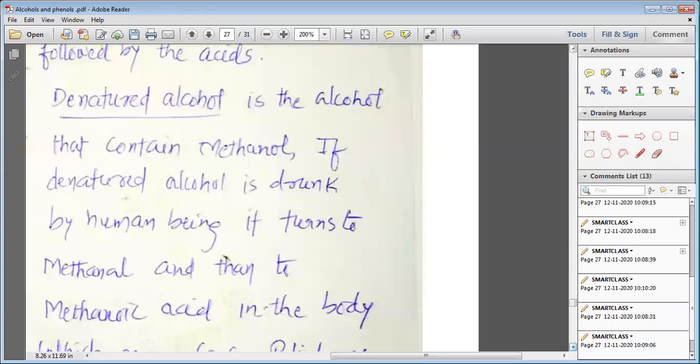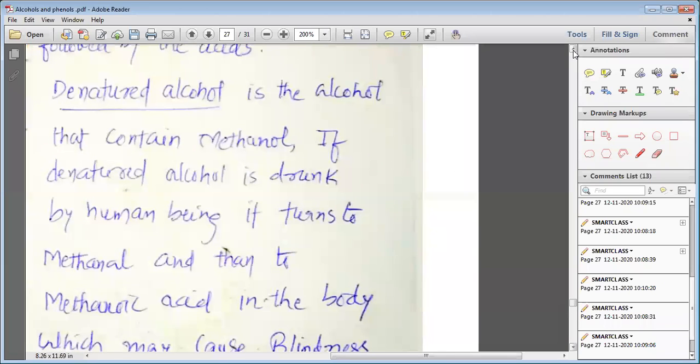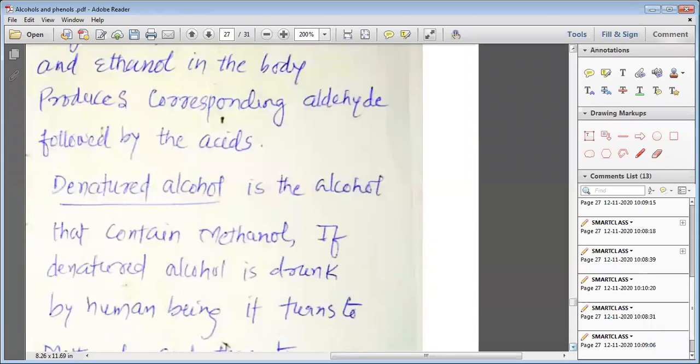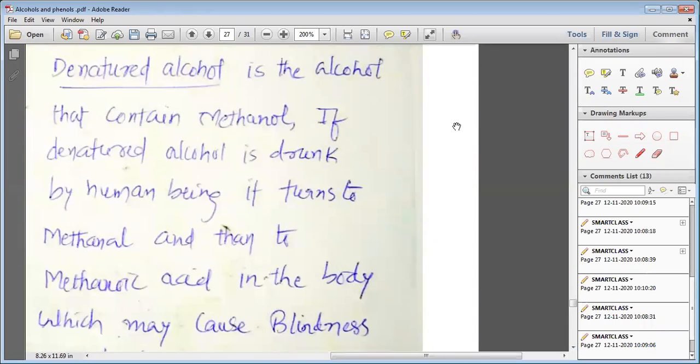So denatured alcohol now we are going to study. In our body, or in the body of a living organism, biological oxidation of methanol or ethanol takes place and corresponding aldehydes are produced. So methanol turns into methanal and ethanol turns into ethanal. Now let us study the definition of denatured alcohol.